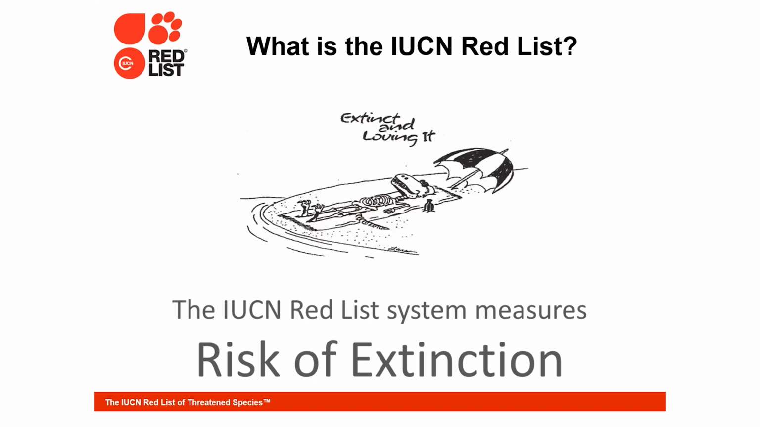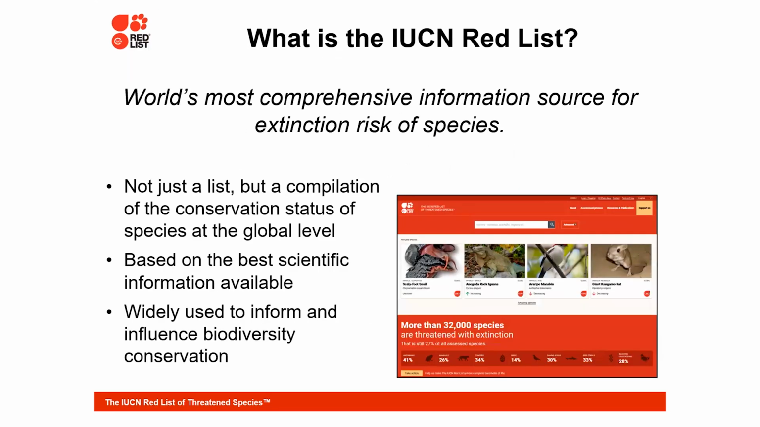It helps us answer questions about the likelihood of a species going extinct within the near future. It does this by categorizing species from the lowest risk of extinction to the highest risk of extinction. This is the most comprehensive information source for the extinction risk of species, because it compiles the conservation status of species at a global level based on the best scientific information available.